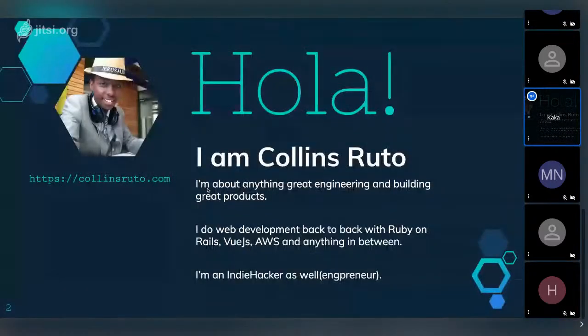All right, so my name is Collins Ruto, but I like being called Kakaruto, and I'm about anything engineering and building great products. I mostly do web development with Ruby on Rails, Vue, AWS, and anything in between. I'm an indie hacker as well, which means I'm an entrepreneur as well as an engineer. My website is collinsruto.com if you want to know more about me.